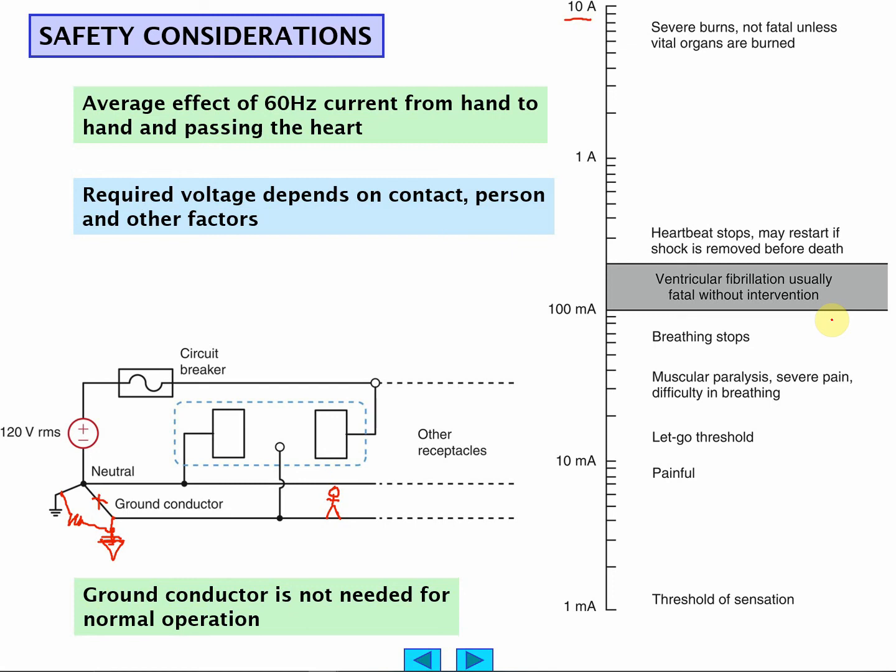It's a hot dog cooker, but just remember, hot dogs are made out of the same stuff that you are. So just imagine what would happen if you stuck that through you. You would cook like that hot dog. Even at a lower amperage, you can have heart stopped, fibrillation, and it could be fatal, breathing stops, muscle paralysis, and so forth. Down here it's painful. This is where you get your electrical zap, things like that.